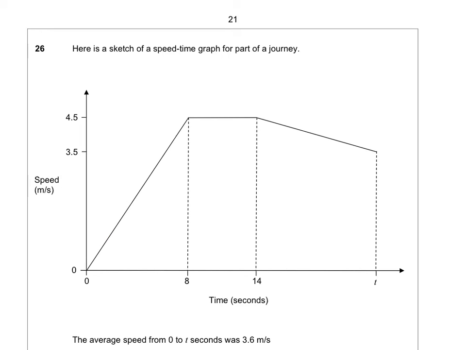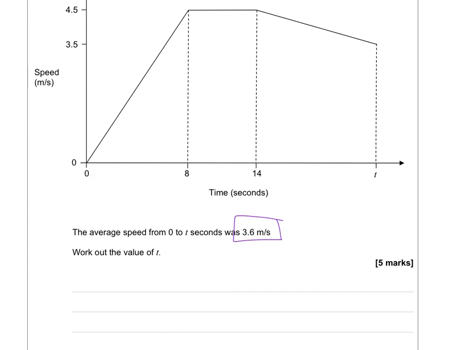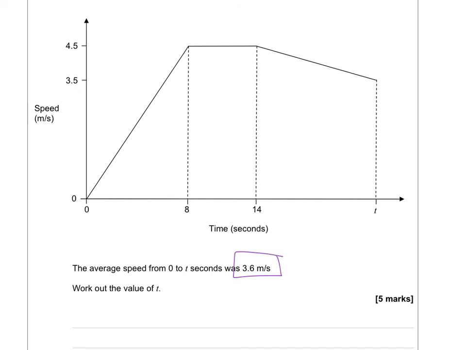Question 26. Here is a sketch of a speed-time graph for part of a journey. The average speed from 0 to t seconds, i.e. the whole of the journey, was 3.6 meters per second. Work out the value of t. Now, we know that average speed is equal to total distance divided by total time. We don't know either of these values, and we're actually trying to find the total time. So, we have to work out the distance travelled.